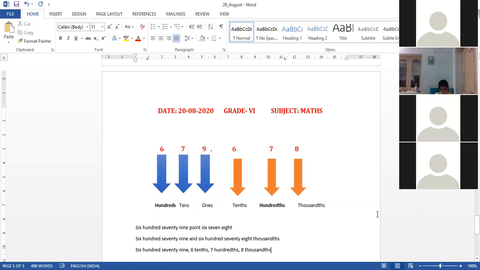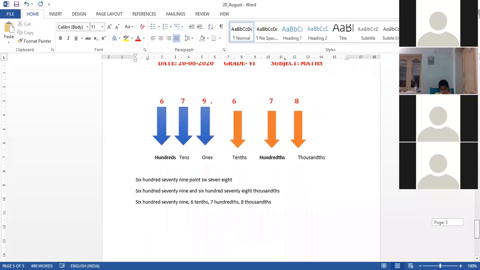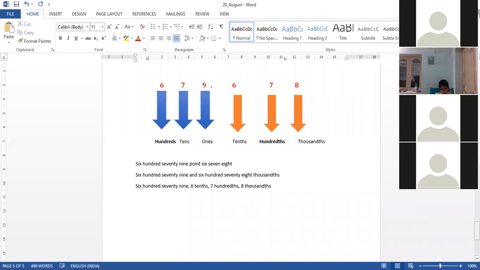There are three ways to write a decimal number in words. The first way I have explained to you. Simply, I can write 679.678.